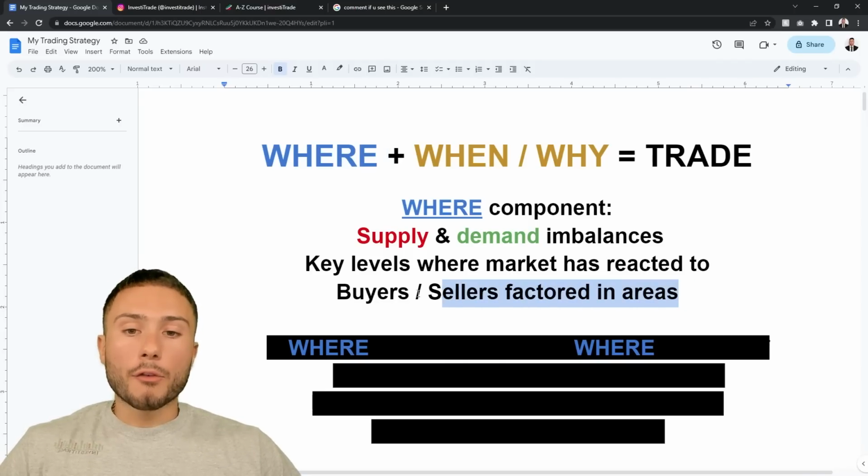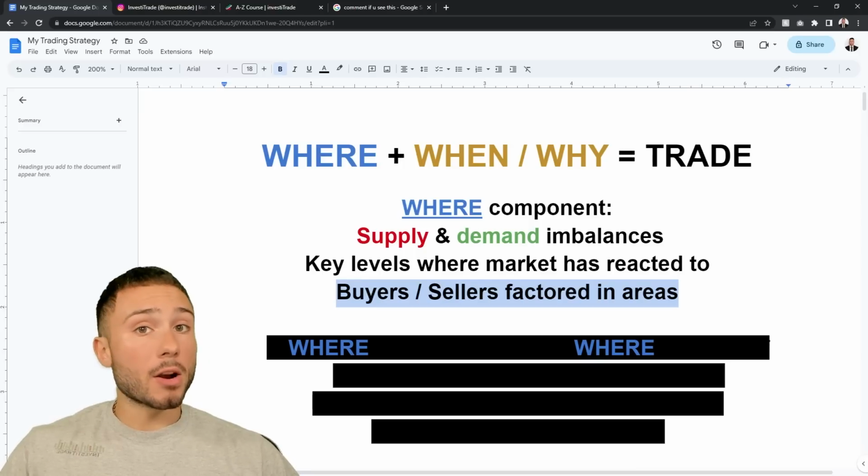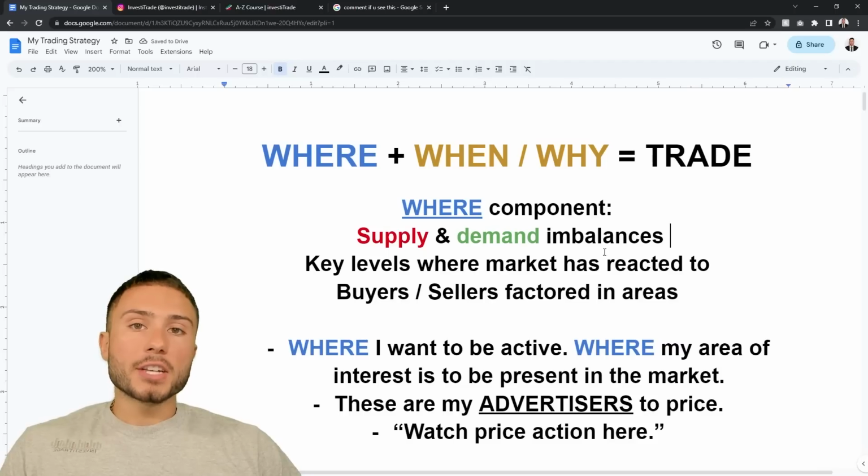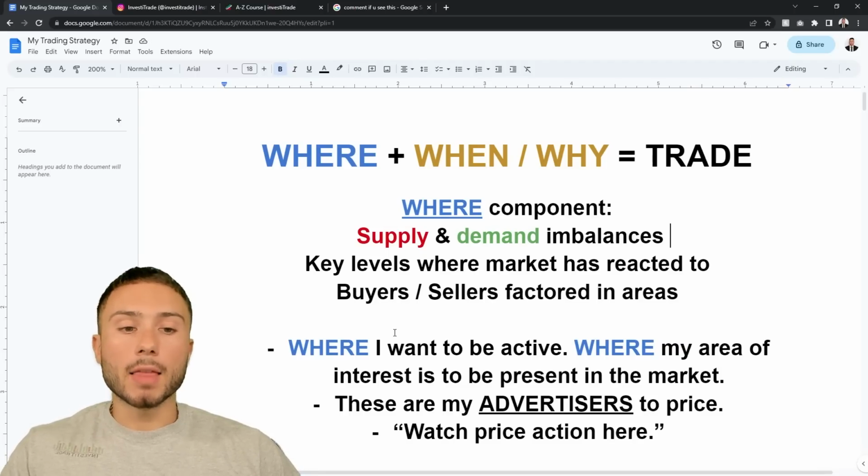Also, I want to look for areas where buyers and sellers are factored in. Where is their large size? Where do I know many are long? Where do I know many are short? Where can I use this information to give me an edge? This where component, and all these things that I've mentioned, are where I formulate my levels. These are my levels of interest to be present in the market. These are my advertisers of price.